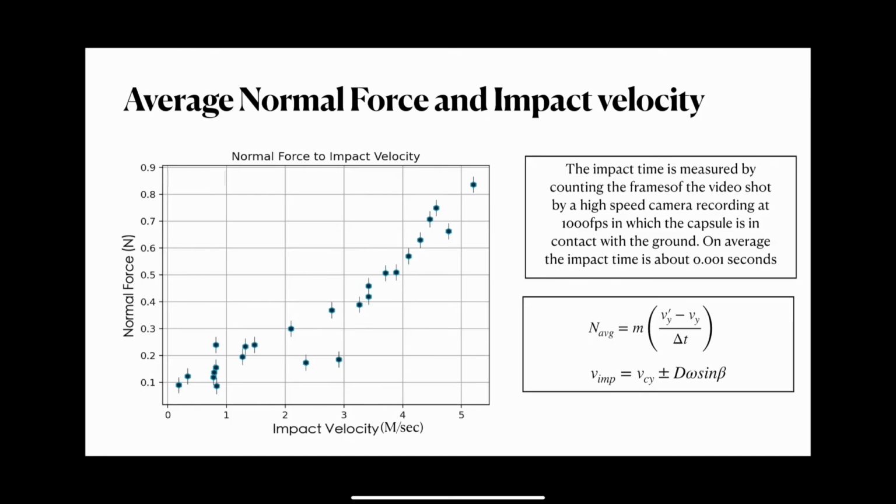So to make sure that our theory is largely correct, we did some preliminary experiments to check. So here we have an experiment about the average normal force and the impact velocity, and we see that it's largely a positive correlation, in which when the impact velocity is greater, it corresponds to a greater normal force.